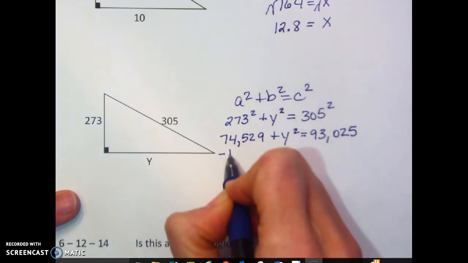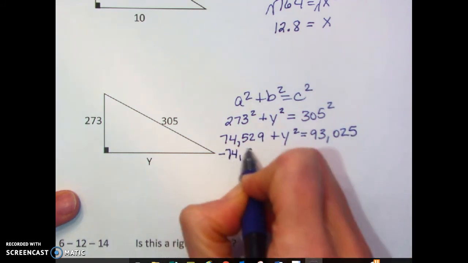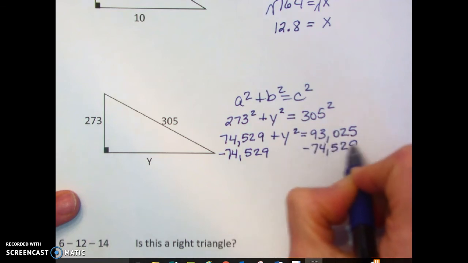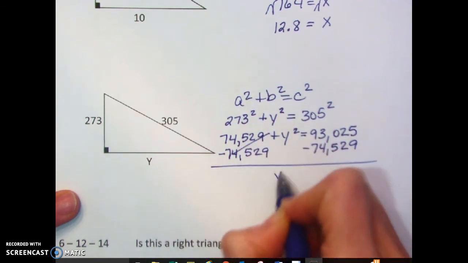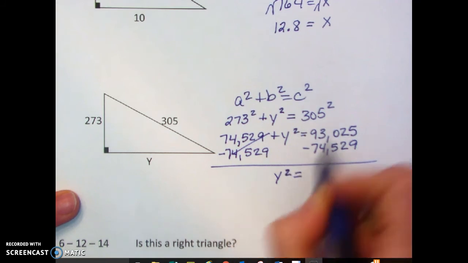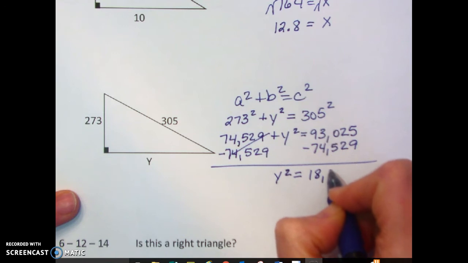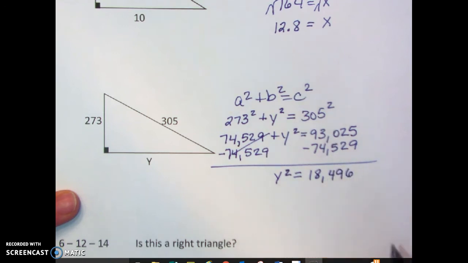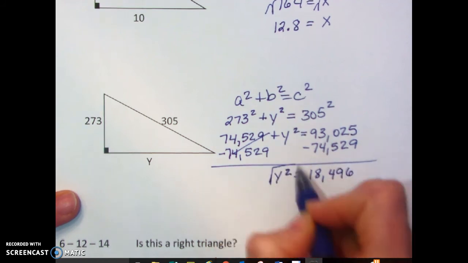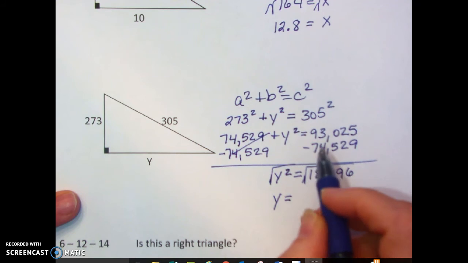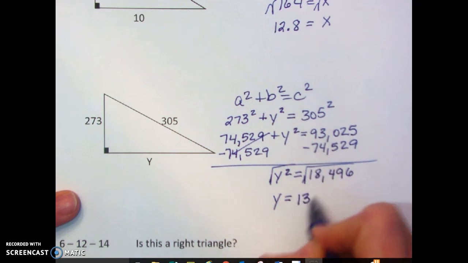To solve, we need to subtract the 74,529 from both sides to get the y squared by itself. And when we subtract this, we get 18,496. That's still y squared. That's not y by itself. So we have to unsquare it by taking the square root. Square root of 18,496 is 136.